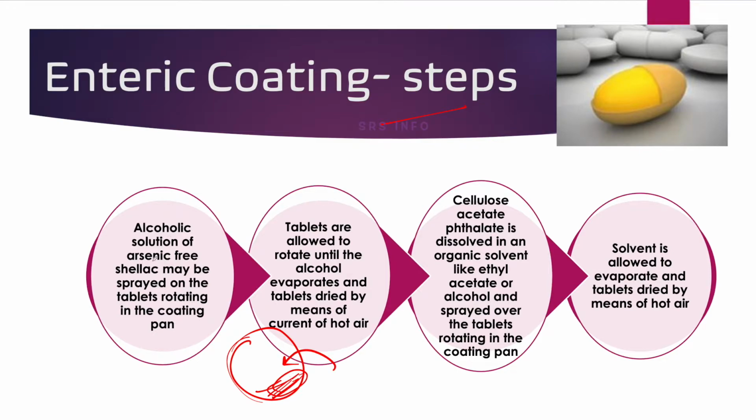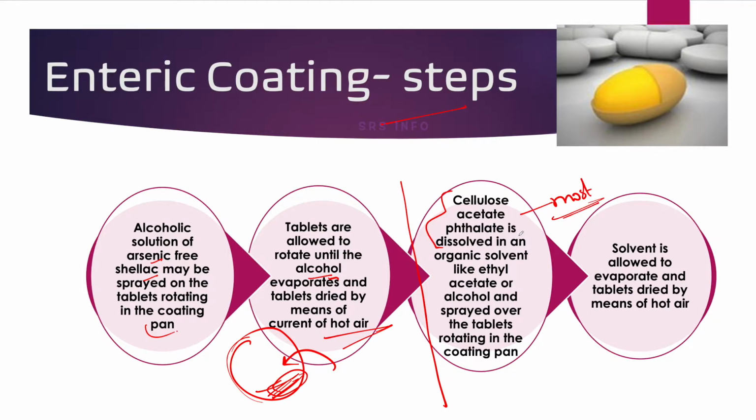The alcoholic solution of arsenic-free shellac may be sprayed on the tablets in the coating pan, and the tablets are allowed to rotate until the alcohol, that is the solvent, evaporates, and the tablets are dried by means of a current of hot air. Clear? If we need only this much of enteric coating, then we can stop the steps here. But if we want to continue the coating with cellulose acetate phthalate, which is one of the most commonly used and most effective coating materials.